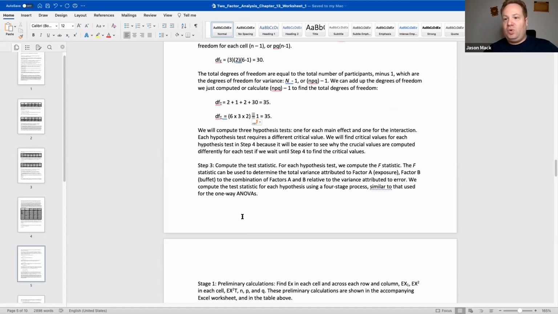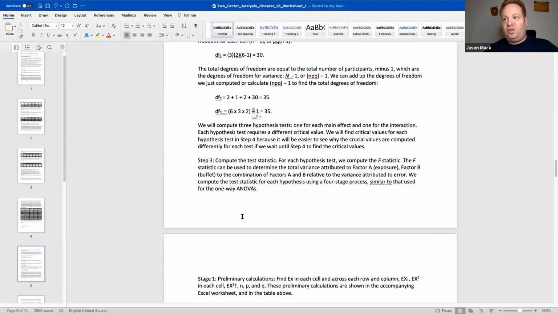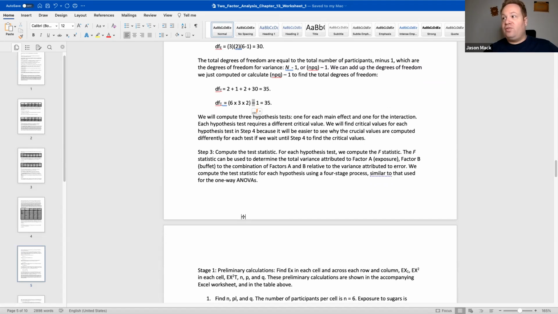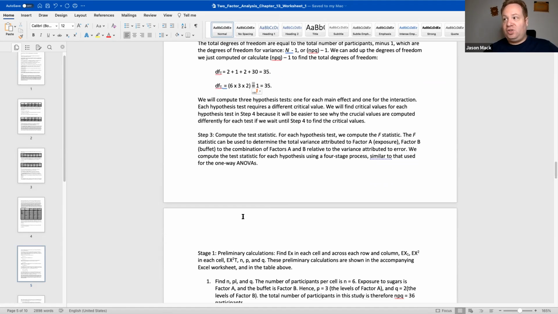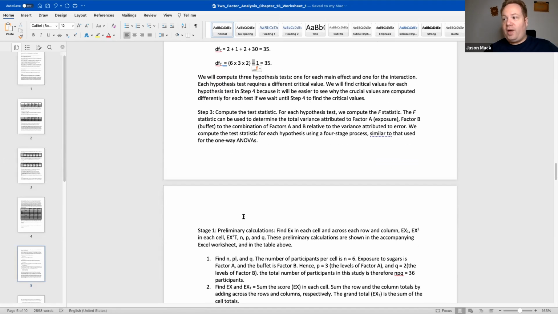Step 3, compute the test statistic. For each hypothesis test, we compute the F statistic. The F statistic can be used to determine the total variance attributed to factor A, or exposure, factor B, buffet, and the combinations of factors A and B, relative to the variance attributed to error. We compute the test statistic for each hypothesis using a 4-stage process similar to that used for one-way ANOVAs.